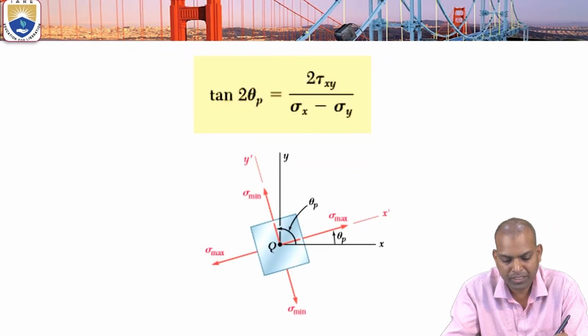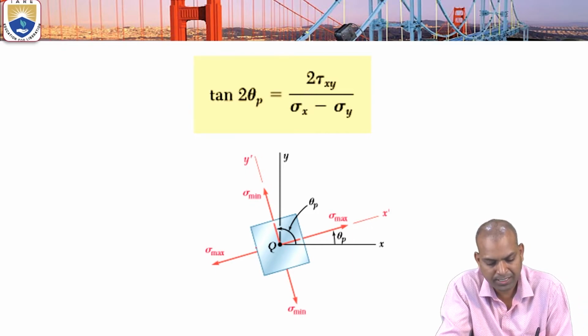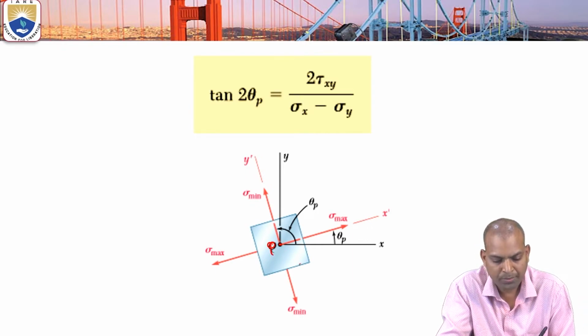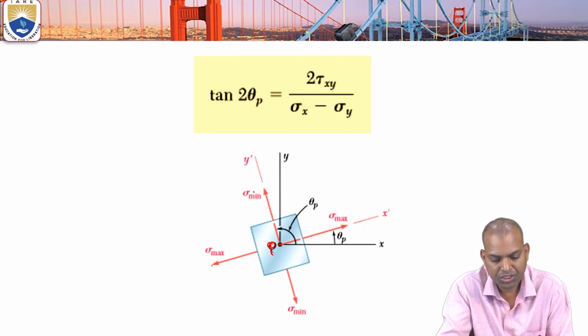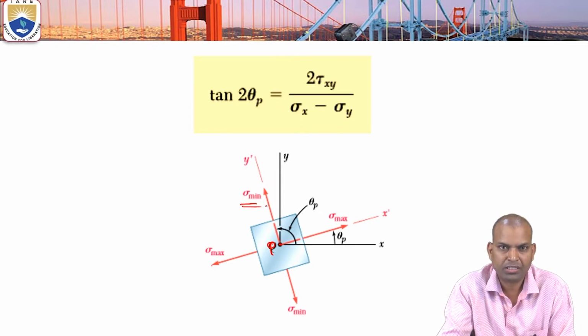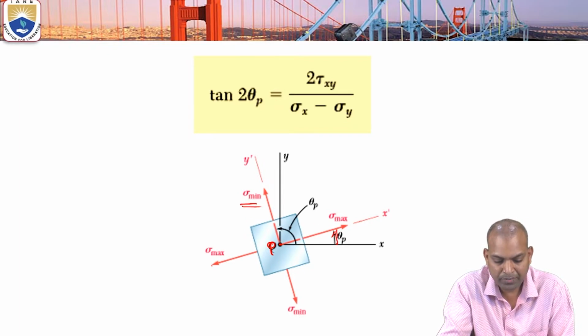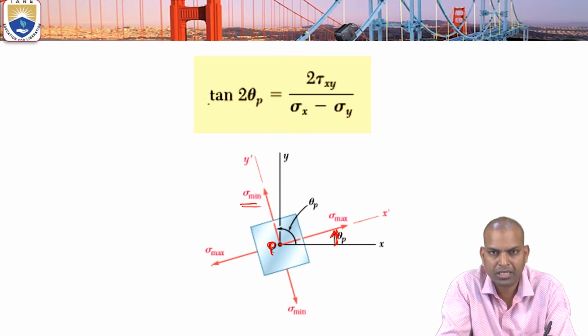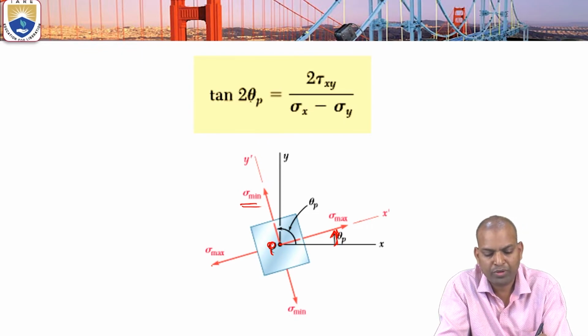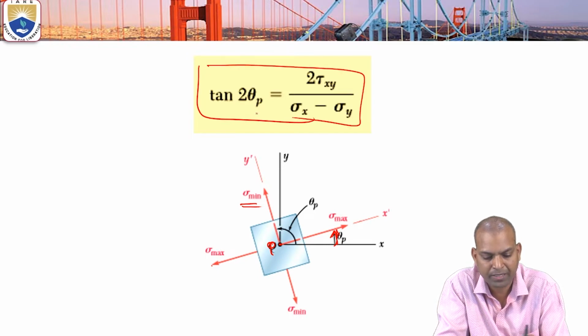Now from this figure you can understand, Q is the point about which it is rotating, about the z axis. Along x dash the maximum principal stress is acting, that is sigma max. Along y dash is the minimum principal stress. So what is the angle turned by the principal plane? What is theta p? Tan of 2 theta p equal to 2 tau xy by sigma x minus sigma y.